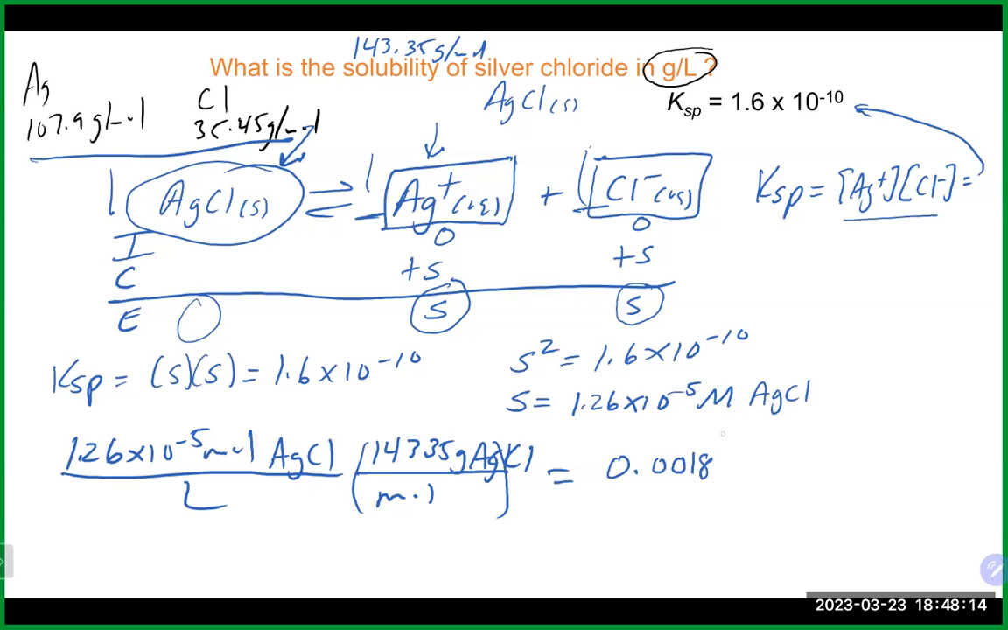Going to give us a whopping 0.0018 grams per liter of silver chloride, right? That means if I took 1 liter of water or 1,000 milliliters of water, I could dissolve a whopping 0.002 grams, basically. Is that a lot? That is not a lot. That is why we consider silver chloride to typically be insoluble under normal conditions.